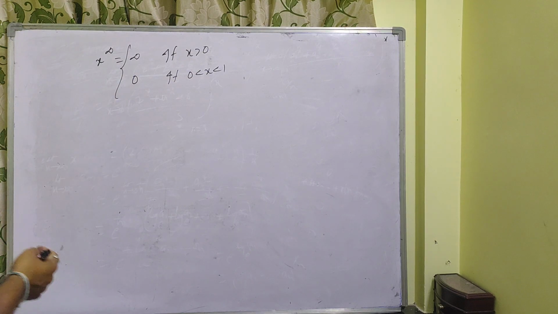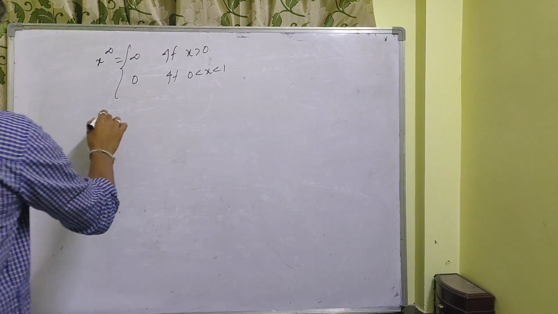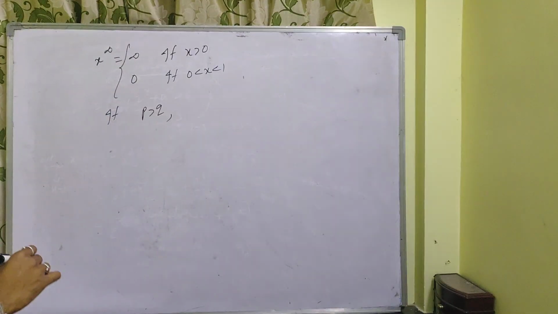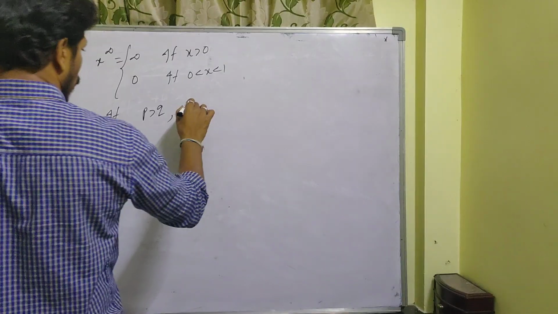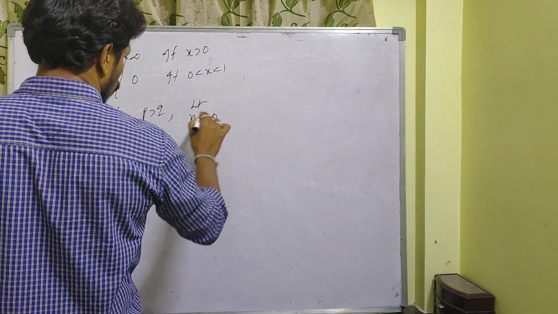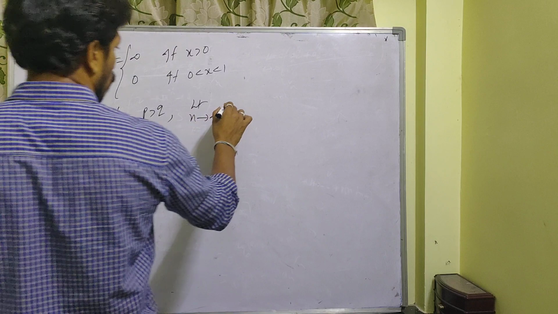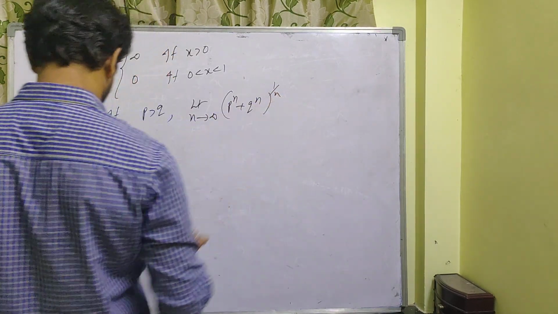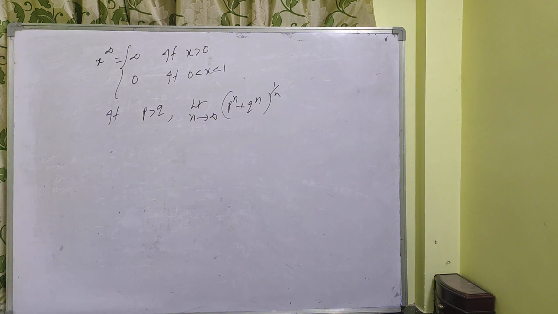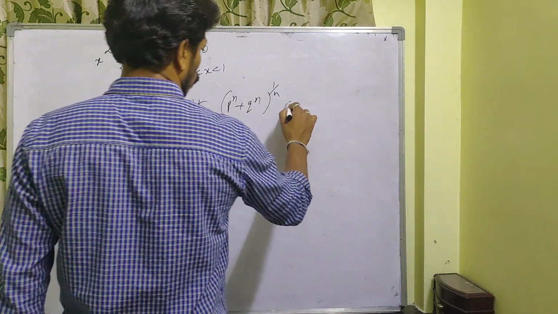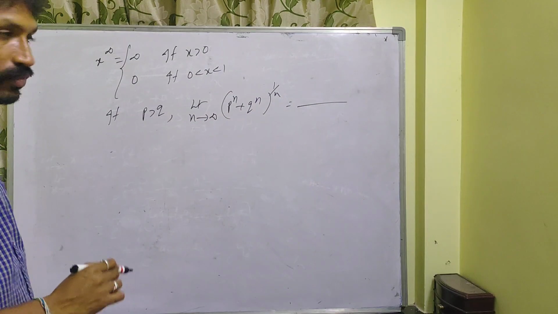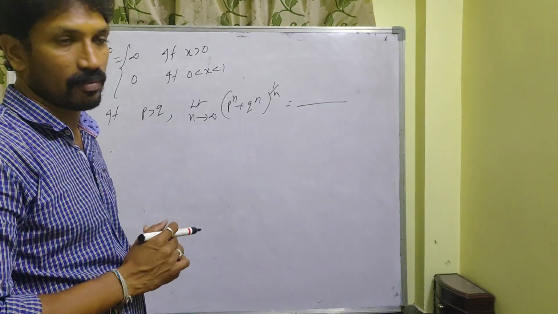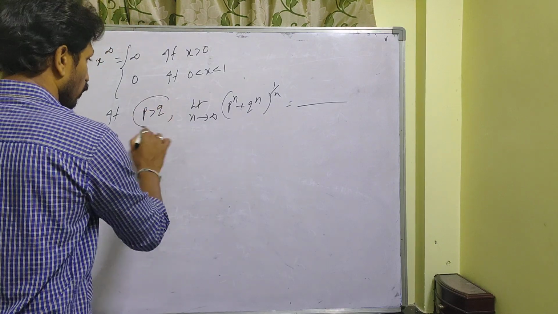Okay. So based on this one, you take one example. If p is greater than q, limit n tends to infinity, p power n plus q power n whole power 1 by n is equal to limit n tends to infinity of p power n plus q power n whole power 1 by n. Here what is the condition they given? p greater than q.